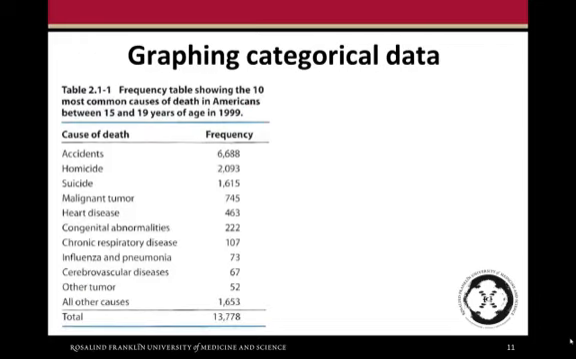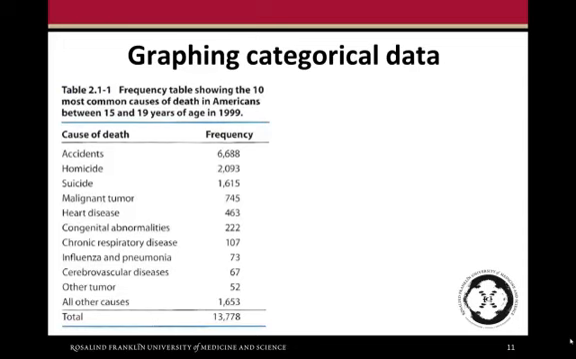When we're graphing categorical data, remember categorical data in this case is actually going to be nominal data. So we have a frequency table showing the 10 most common causes of death in Americans between 15 and 19 years of age in 1999. We have a series of different causes and then the frequency of each of those. And there's no particular order that we would put these causes of death in, right? So that's why I said they're going to be nominal and not ordinal data. Remember in ordinal data from Module 1 that the order matters. Here it does not matter.